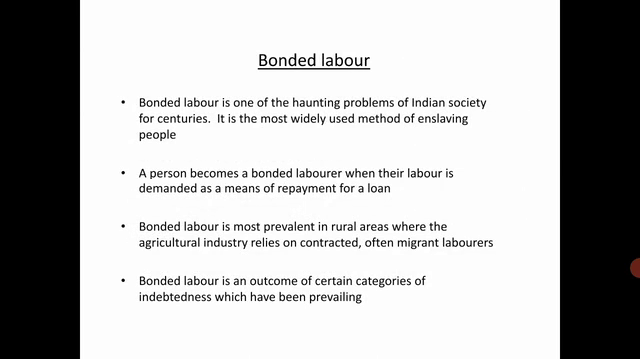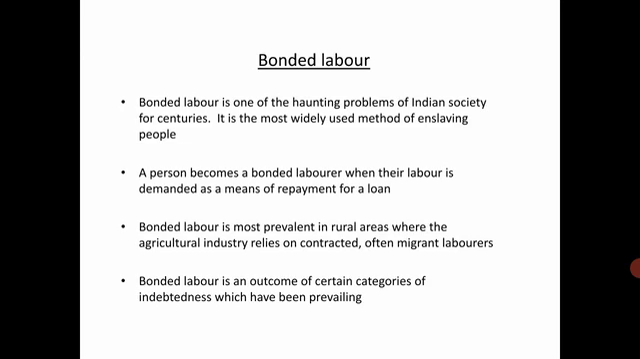So then let's talk on bonded labor. It is a haunting problem of Indian society for centuries. It is a mostly and widely used method of enslaving people. It is probably the least known form of slavery today. In bonded labor, where labor is in demand, it means a repayment for a loan. The person is then tricked or trapped into working for very little or no pay at all. These bonded laborers are literally forced to do all types of jobs. It is mostly prevalent in the rural areas, especially in agriculture. However, in urban areas, it provides more fertile ground for long-term bondage.